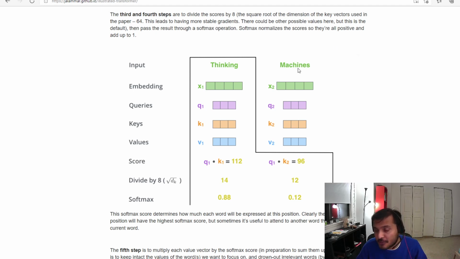Same thing for machines. We would do the exact same thing, where for Q2 I would compute its dot product with all the K's. So I get attention scores for thinking, and I get attention scores for the word machine. So attention would be a 2 by 2 matrix. Attention in general is an n by n matrix, which is symmetric because it tells you how a word is related to the other word.